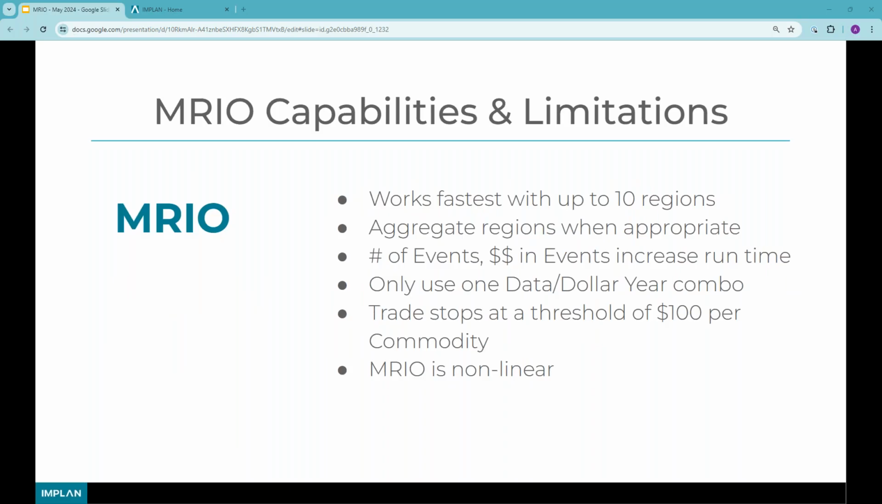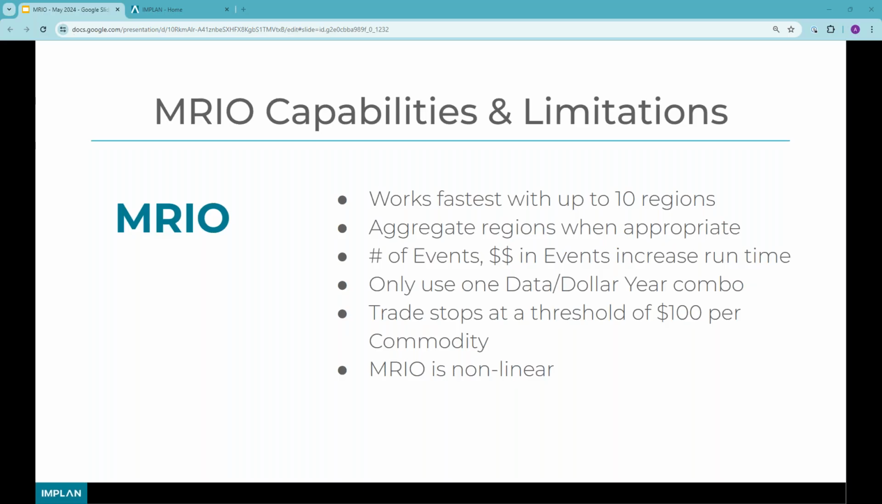So a couple notes here on the capabilities and limitations of MRIO and IMPLAN. MRIO is going to work fastest with up to 10 regions. We have successfully run projects using a 51 state MRIO, but it takes a long period of time. Obviously, the more regions you have, the more events you have, the larger the number of dollars that you have in those events, that's going to all increase the time that it takes to run or process the analysis in IMPLAN. So I suggest aggregating regions when possible. If you're trying to do a 51 state MRIO, potentially break up the US into several different regions, same as we saw in Louisiana, breaking up the state into several regions. You can only, again, use that one data dollar year combination.